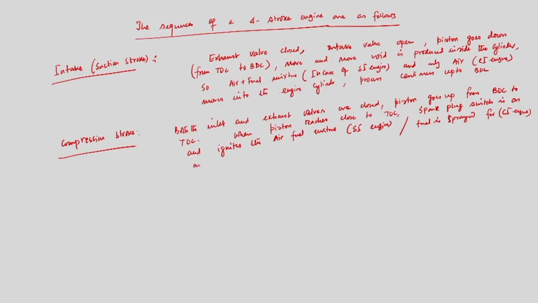Now, fuel is introduced whenever the piston is close to TDC, rather at the end of the compression stroke, and it initiates combustion for a CI engine, where fuel is sprayed and combustion initiates. Right. This is what is important. Next stroke is the power stroke.